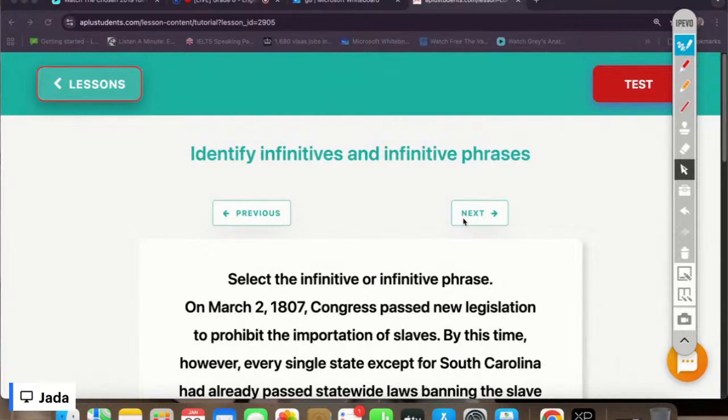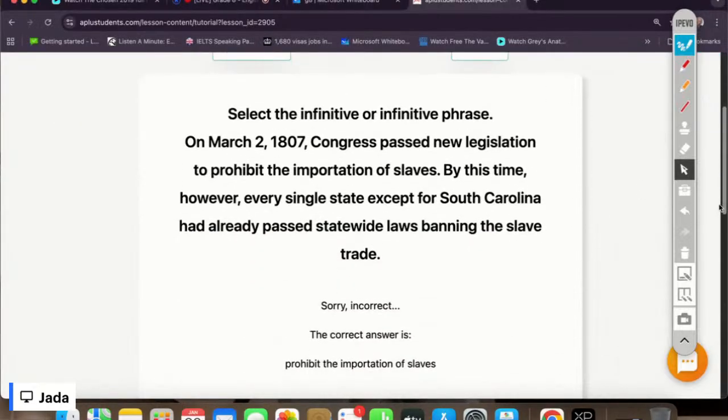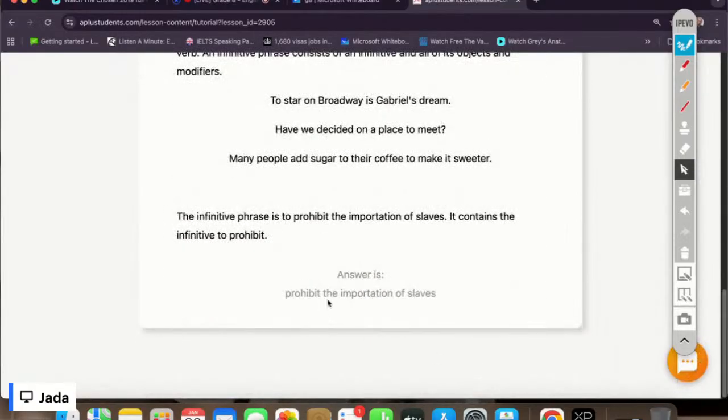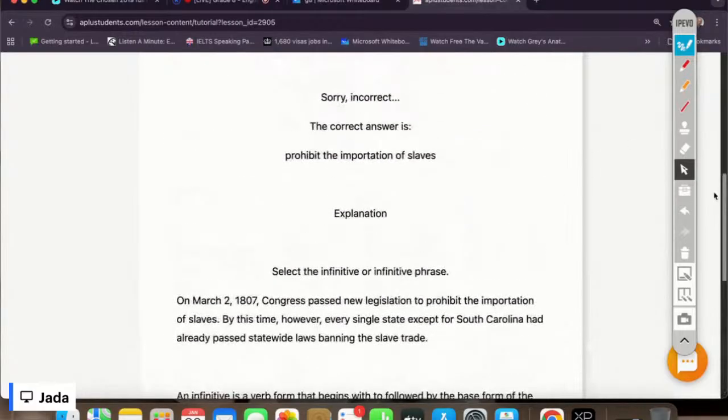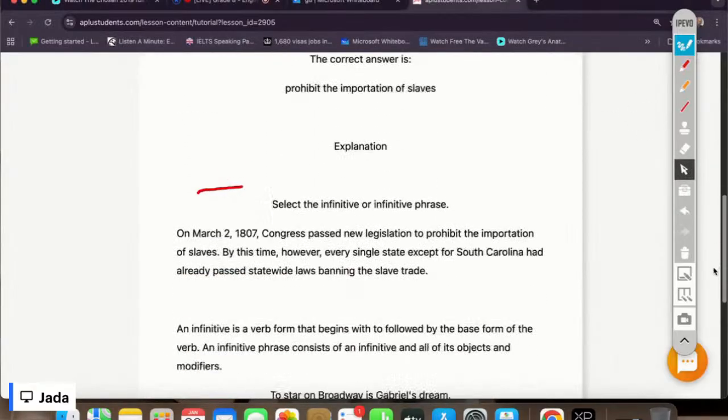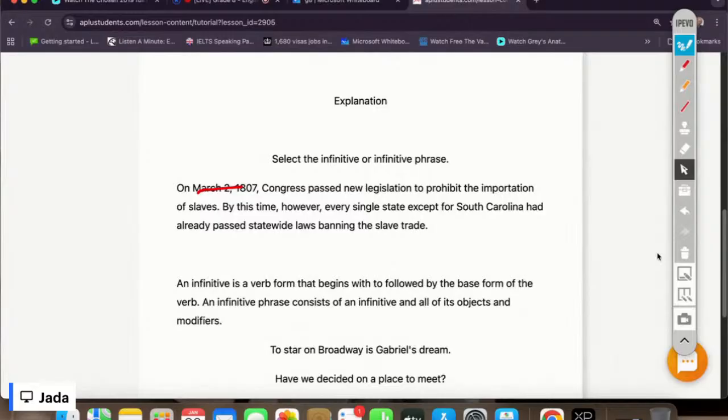So let's select the infinitive or infinitive phrase here. So we have this passage and we can go through it. So we have to prohibit the importation of slaves. So it begins with to prohibit. Okay. So over here, to prohibit. So that's the infinitive phrase. Okay. So just take note that the infinitive is a verb form that begins with to, followed by the base form of the verb, so followed by the other information. All right.